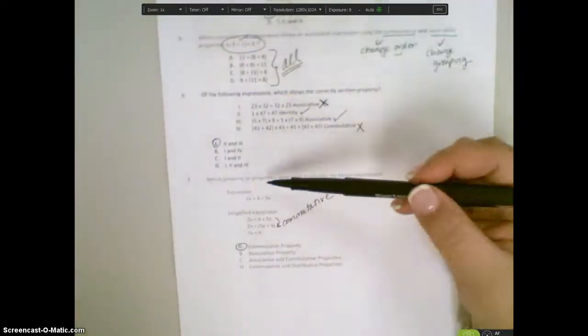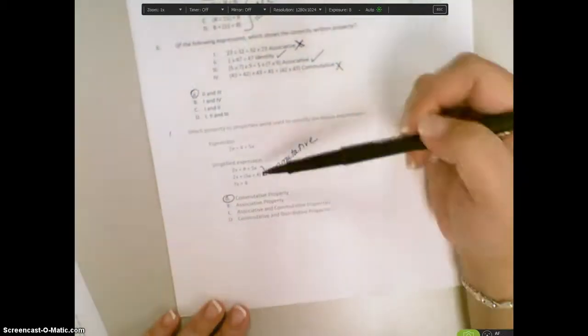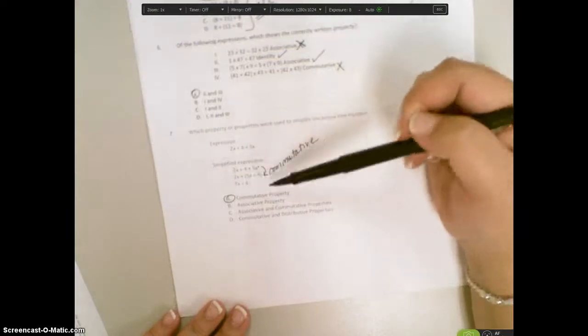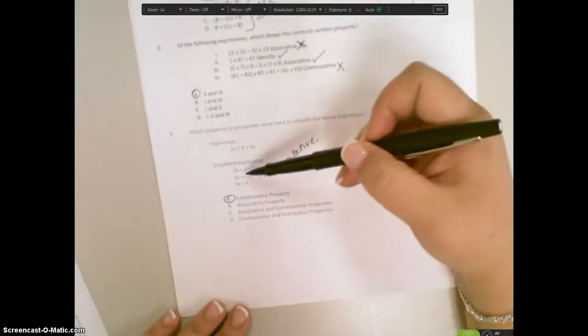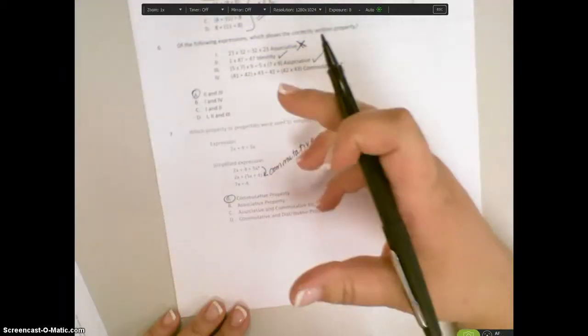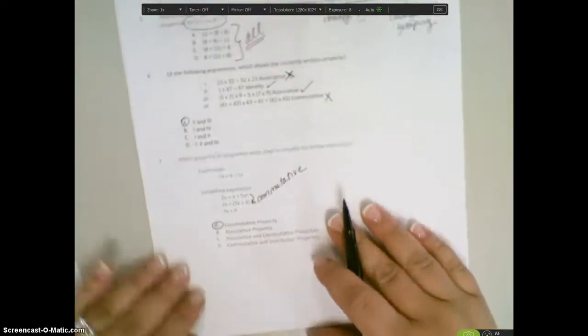Number 7, which property or properties were used to simplify the below expression? Okay, so our expression is 2x plus 4 plus 5x. Don't let the x's freak you out. It's really not an important part of this problem. It's more just to see what happens. So from this step to this step, the order changes. Yes, we add grouping, but there was not an original grouping, so it's not going to be the associative property. It's just going to be the commutative property. We're just going to let it change places. So the correct answer would be A.